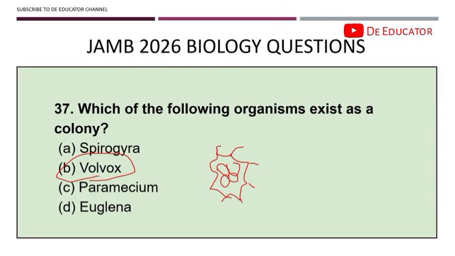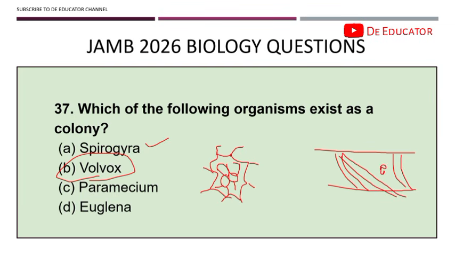And when you see them straight, you know that that is a filament. An example of a filament is your Spirogyra. Spirogyra exists as a filament. So for Spirogyra, you have something like this. Filament. All right, so let's proceed.